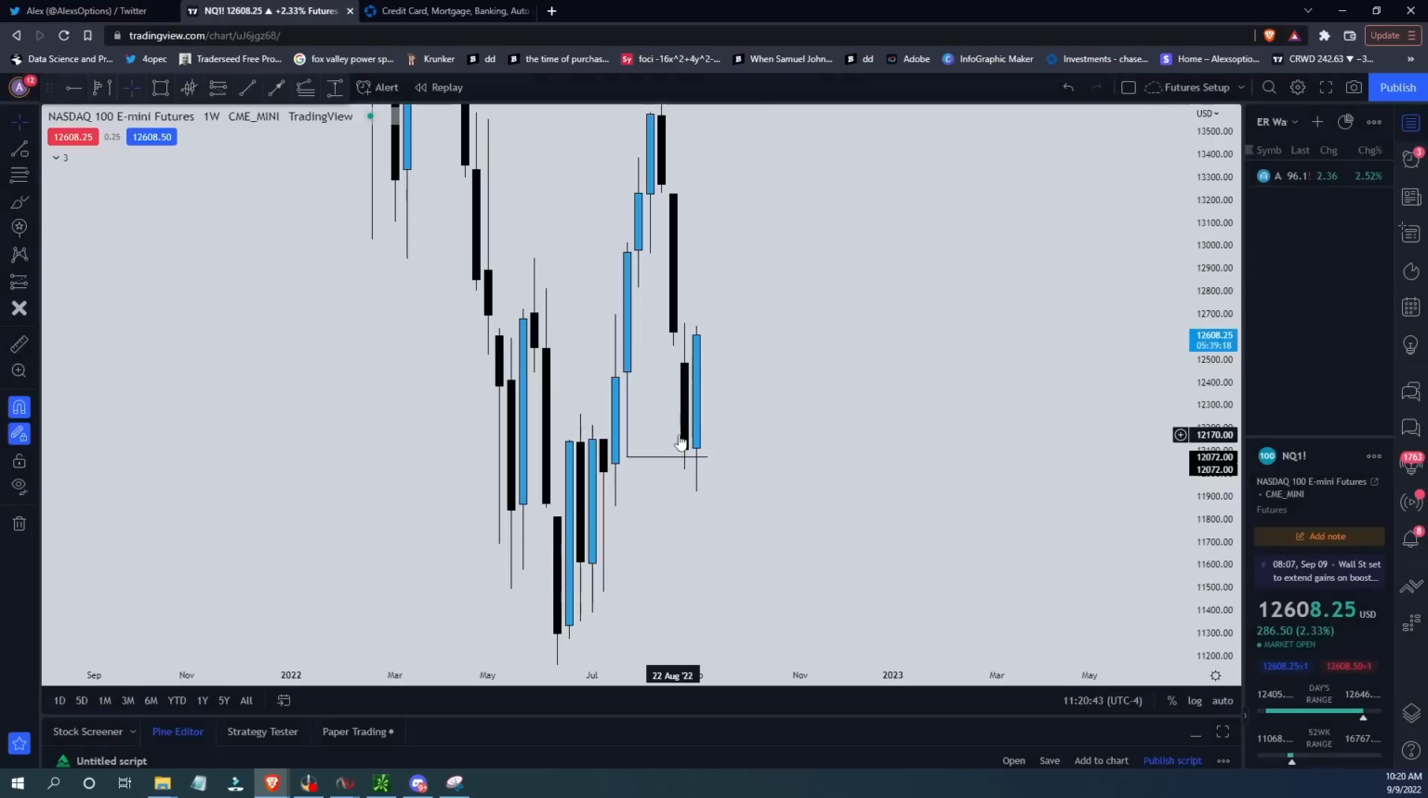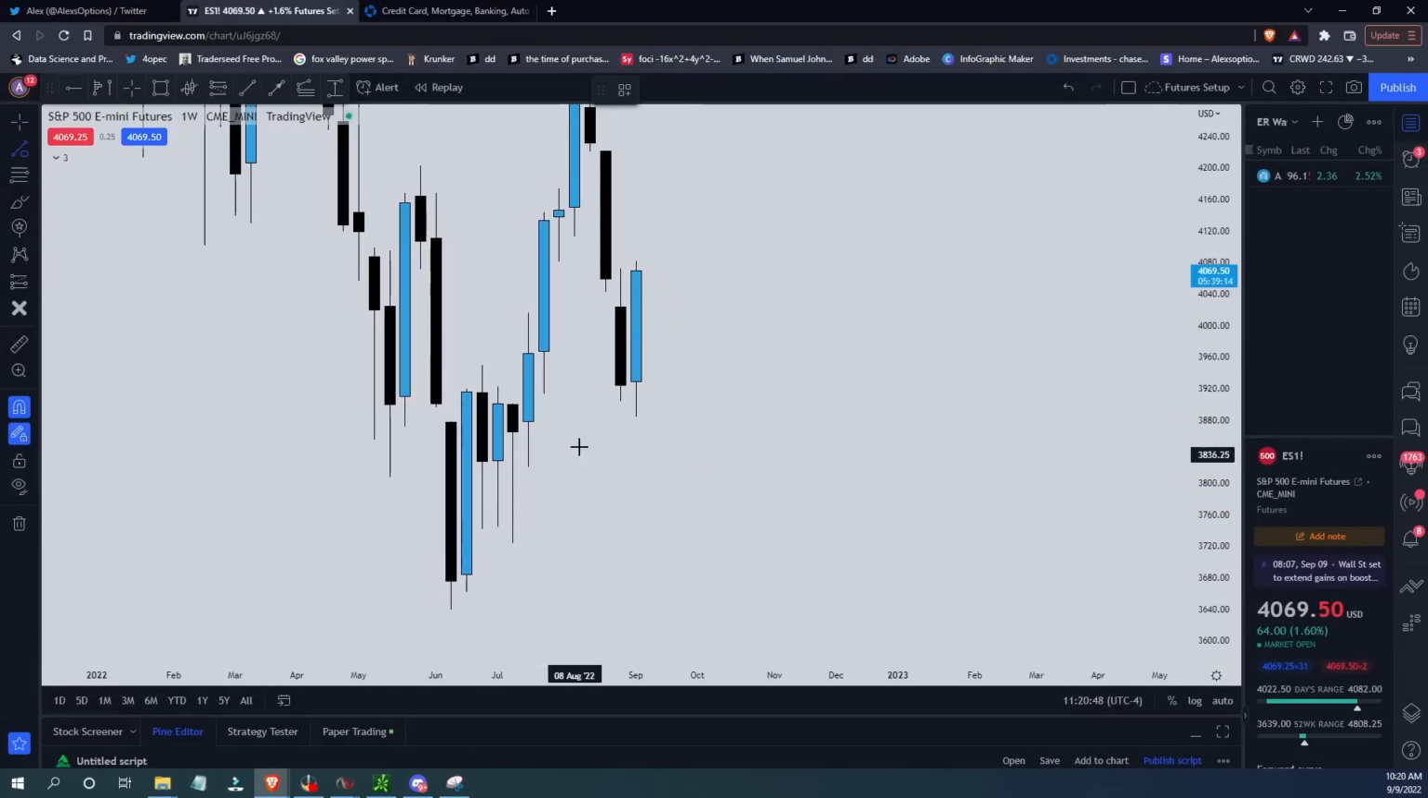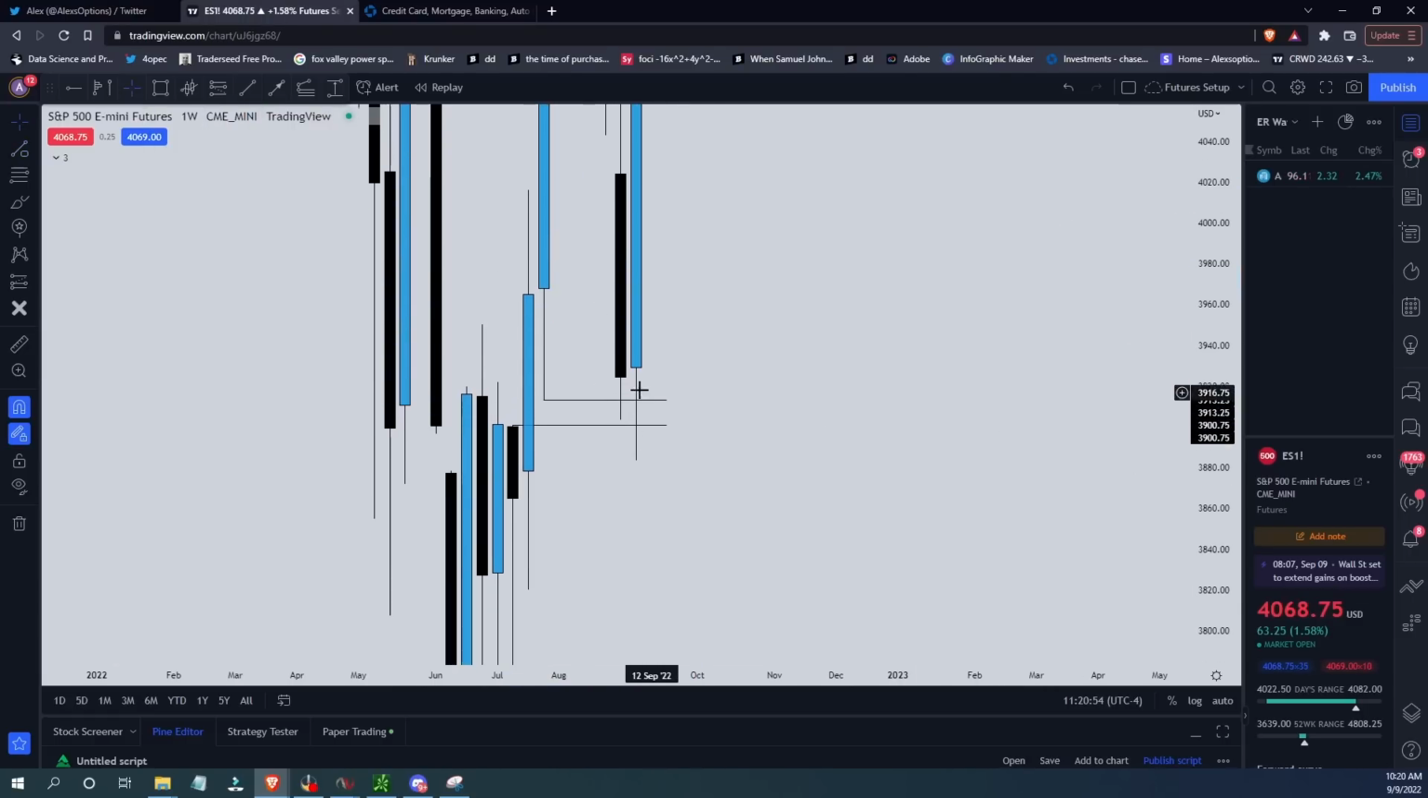And you might be like, well, where's the fair value gap? If you go to ES, it's much cleaner, and you're going to see from this week's high to this week's low, that creates a fair value gap. And then last week we closed and created liquidity within it.